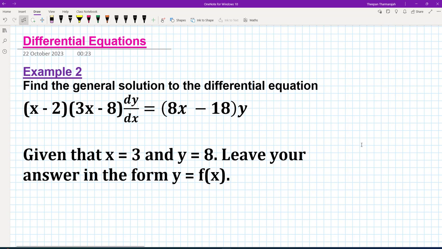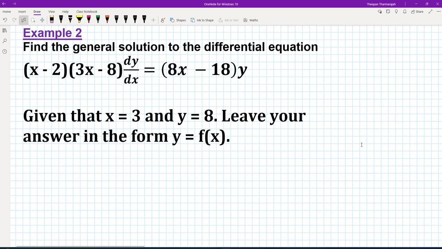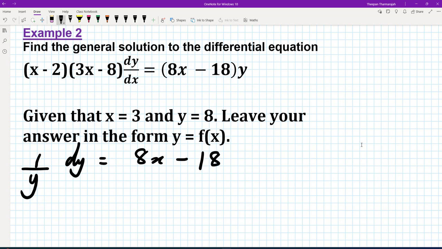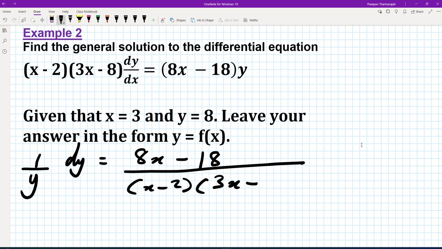So we are going to write this as follows. We're going to write this as 1 over y dy is equal to 8x minus 18 all over x minus 2 times 3x minus 8, and with a dx on the numerator. And I'm just going to write the integral signs here in pink like this.